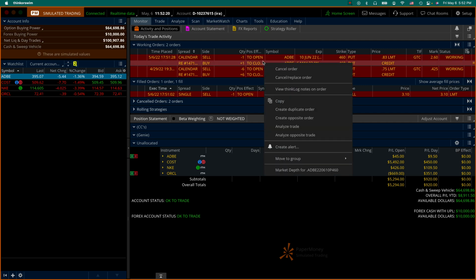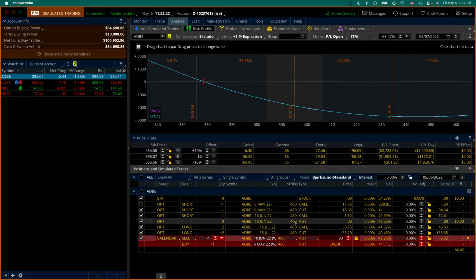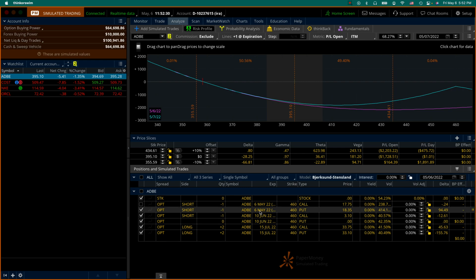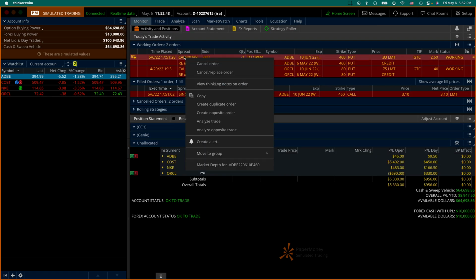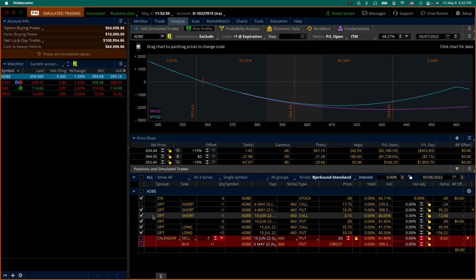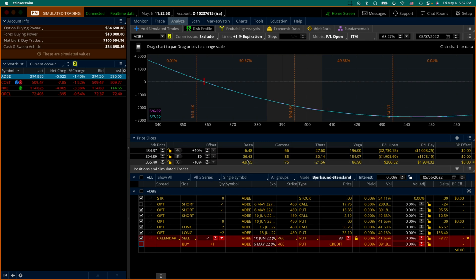Instead of selling the June, you can sell the July. But I want to do the June because we still have time value and the market seems to be dropping big, so we want to stay that way. Make sure that your deltas are not too big, that's all. And if this order gets filled, then your deltas will decrease, because they are negative deltas.